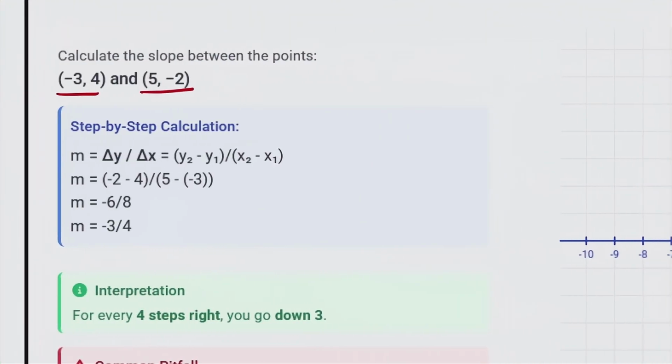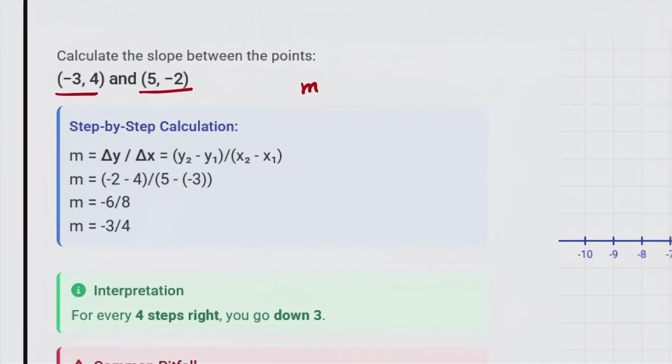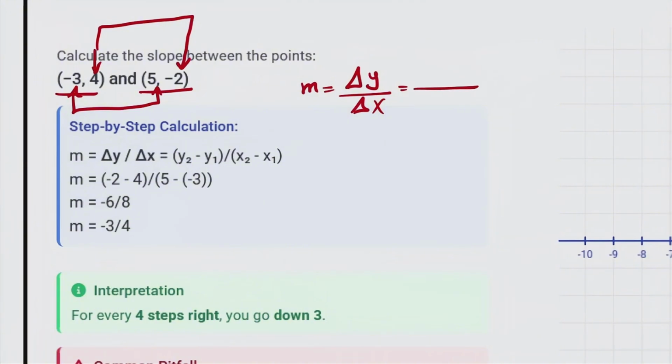How can I do that? As I just told you, m, by the way, is the letter we use for slope. m equals delta y over delta x. So y means the difference of y's, and x means the difference of x's. We have a way to find that.